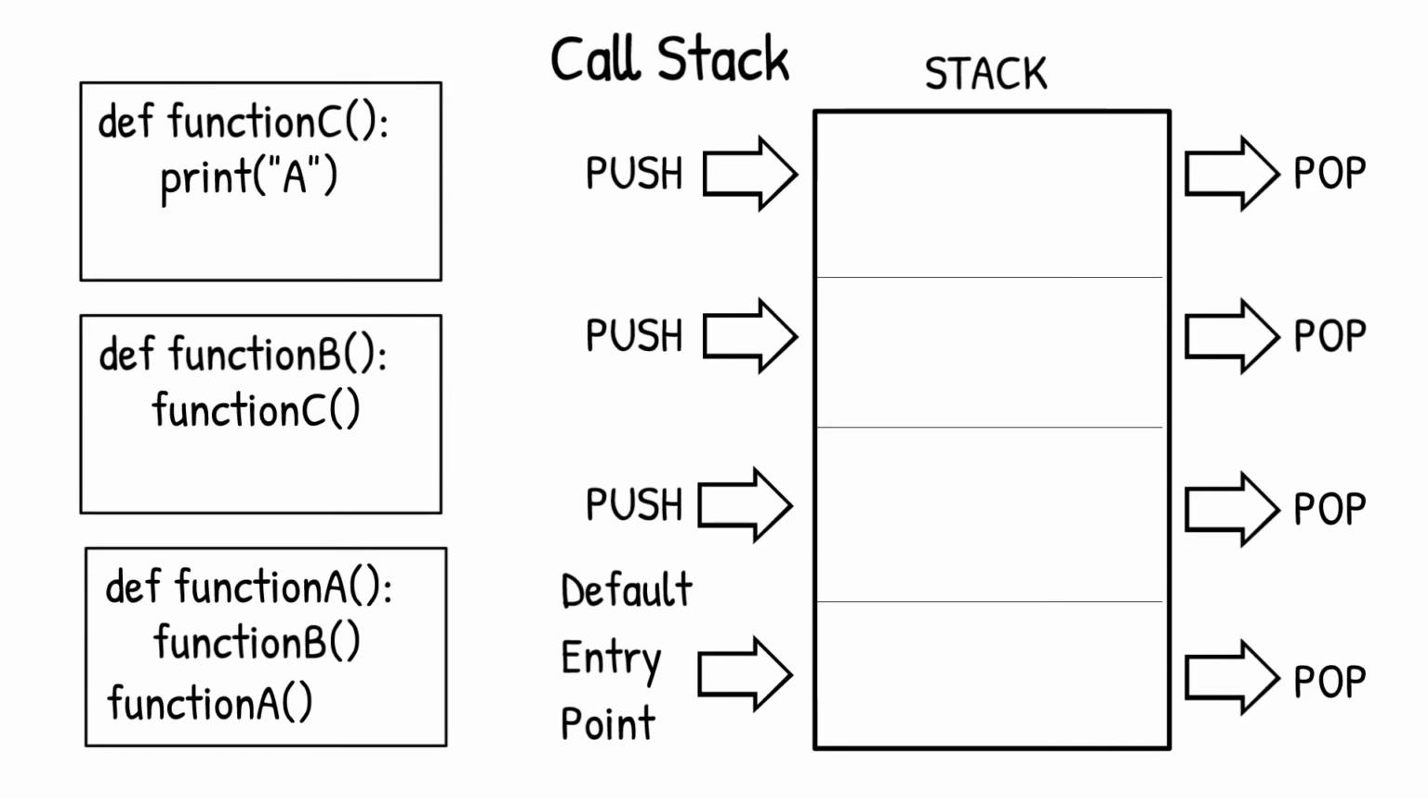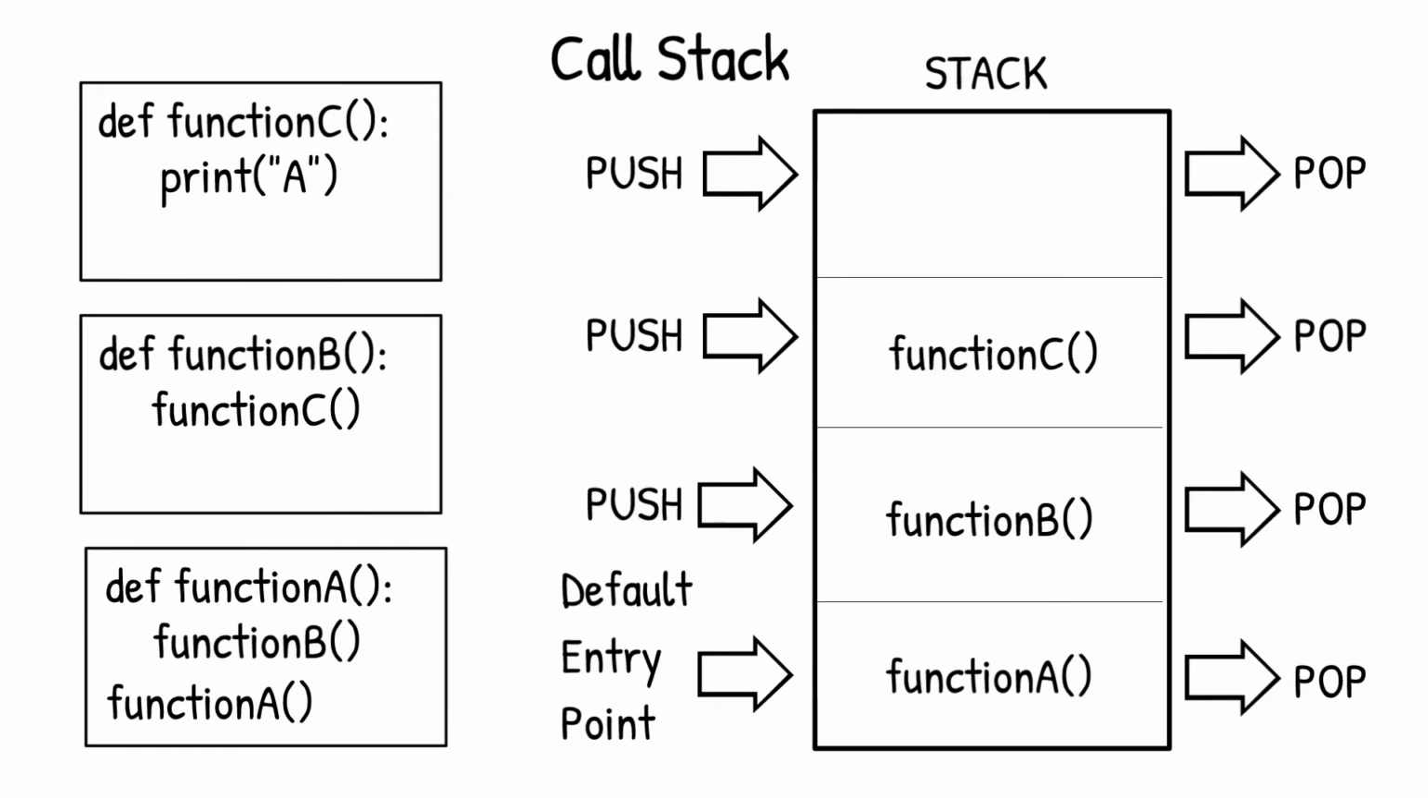In this example, the interpreter will create a stack frame for the first function call, which internally calls function B. This will push a new frame into the stack at the top. Then function B internally calls function C, this will again push another frame into the stack at the top.